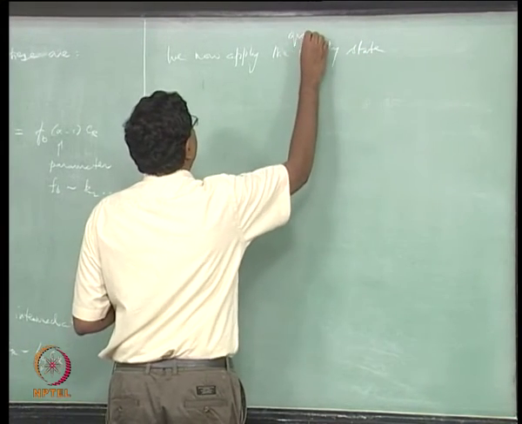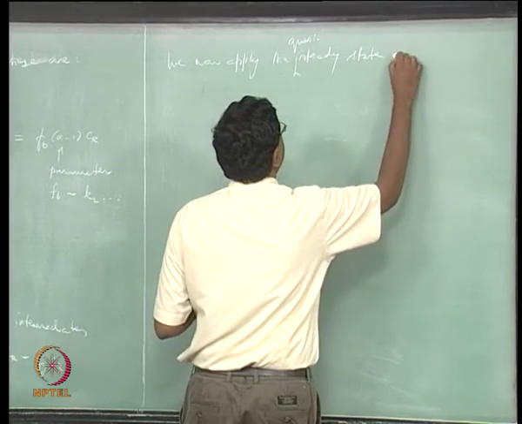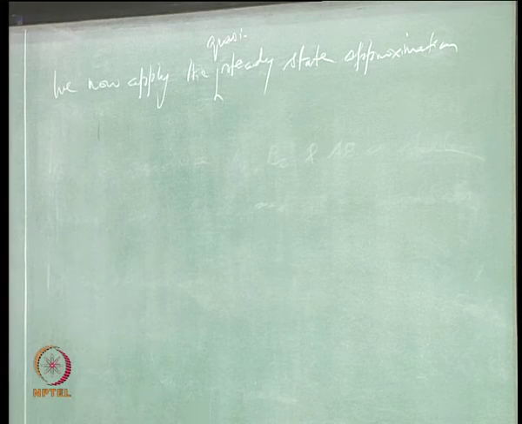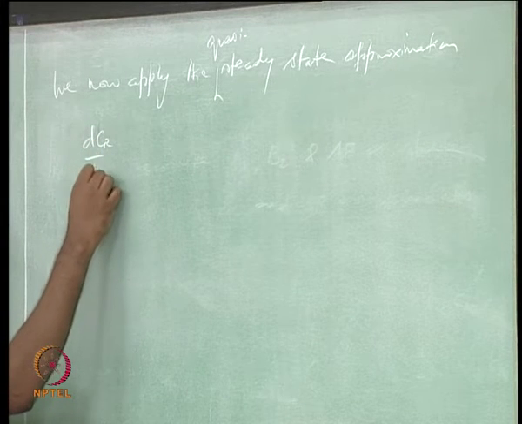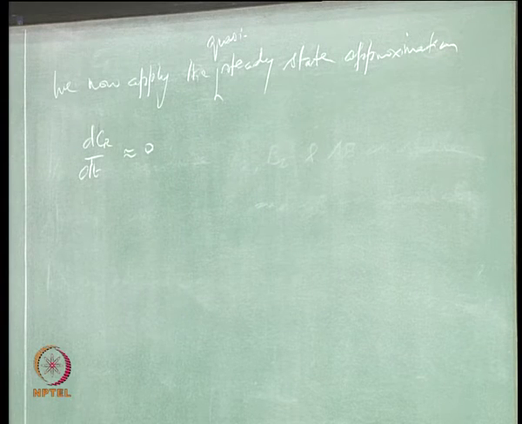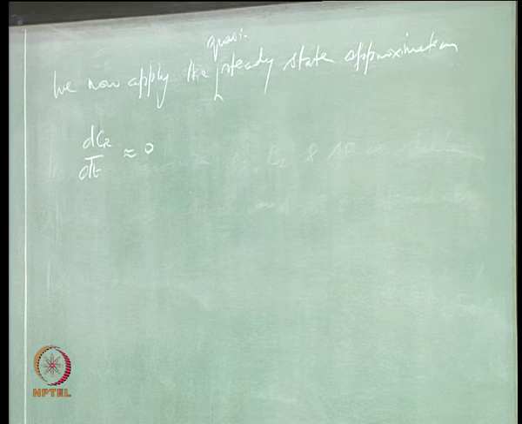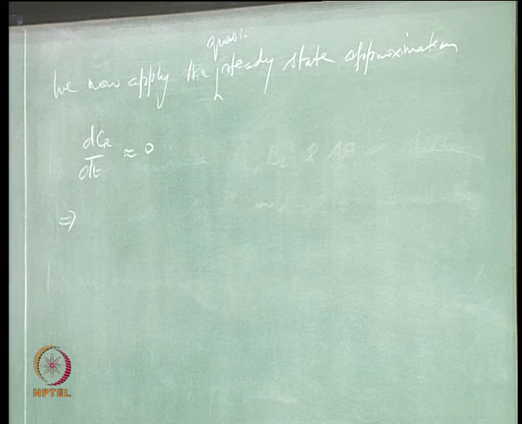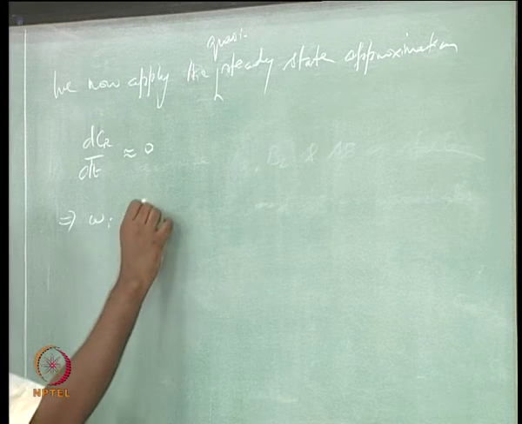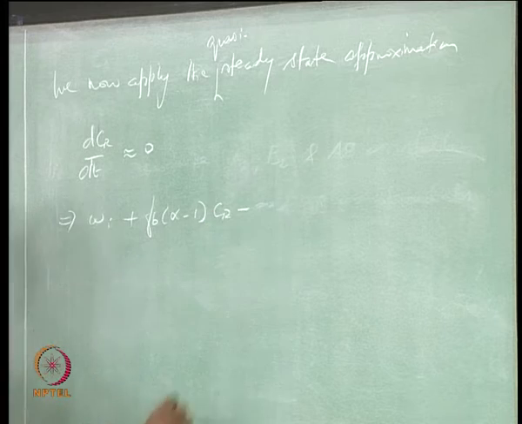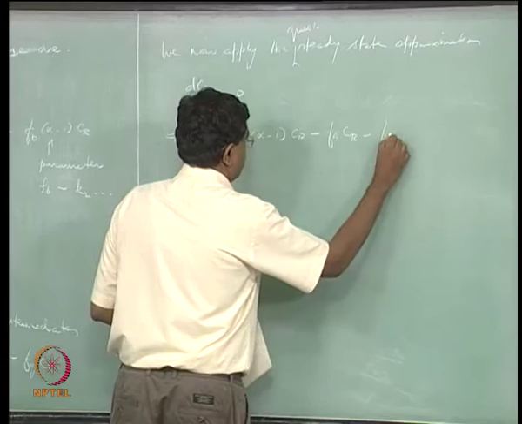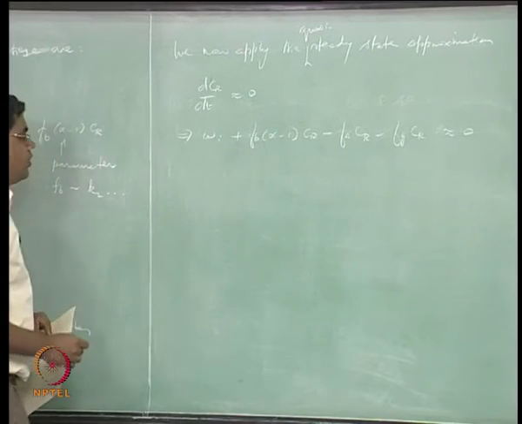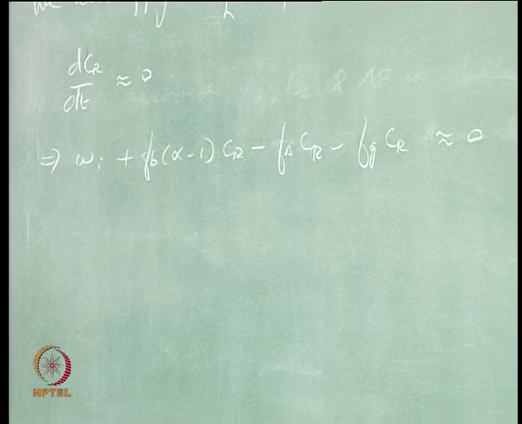Or if you want to be quite precise, we should say quasi steady state approximation. That means dCr over dt, the net rate of production, is approximately equal to 0 for the bulk of the time when reactions are proceeding, right. So this implies we now say that omega I plus Fb (alpha minus 1) Cr minus Fs Cr minus Fg Cr is approximately equal to 0, from which we can try to find out the concentration of the intermediate.